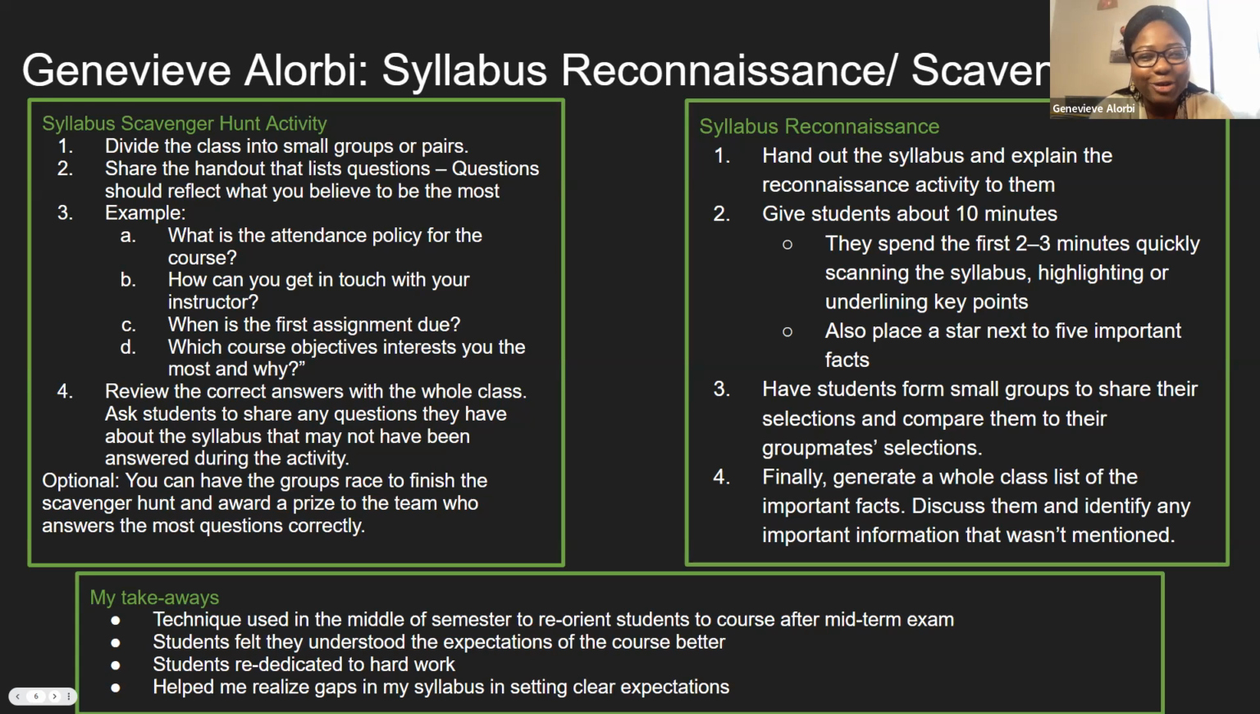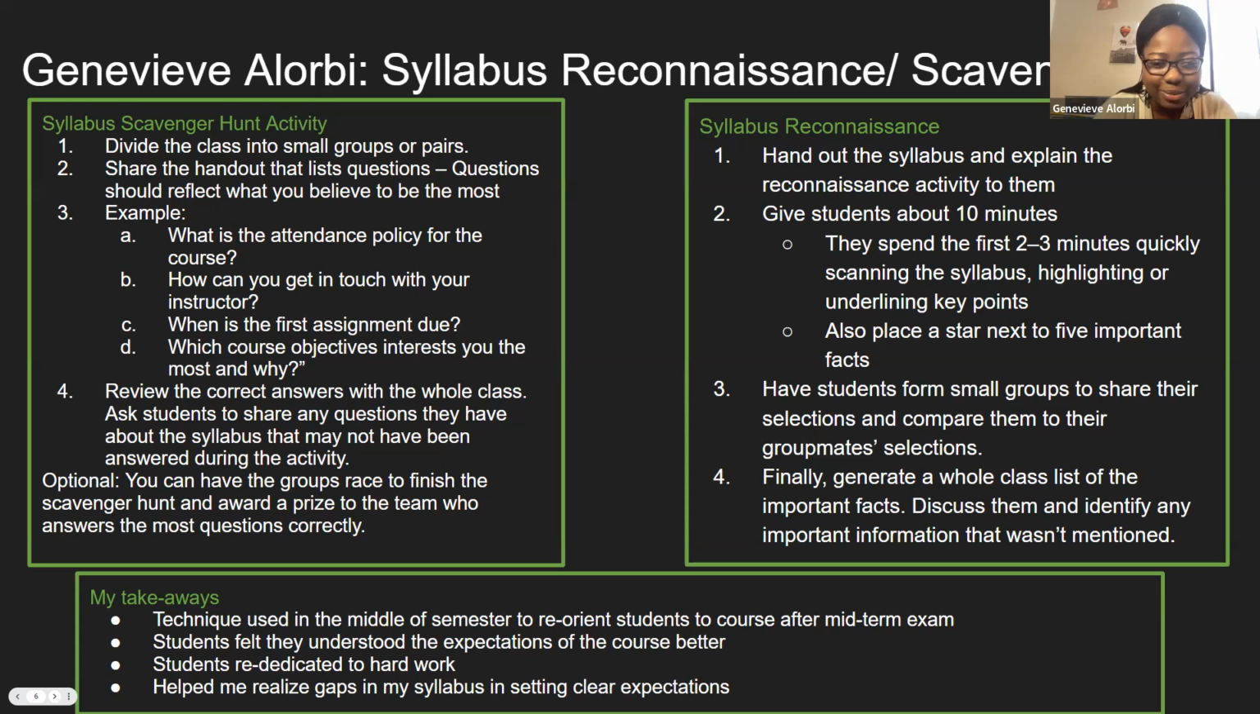We have students form small groups to share their selections, then compare. That way, if I chose 5 things, I get to share the 5 things that the other person chose, and the knowledge spreads around. It's more engaging, it's active. Then finally, we bring it in and generate a whole class list of the important facts. We discuss them and identify any important information that wasn't mentioned.